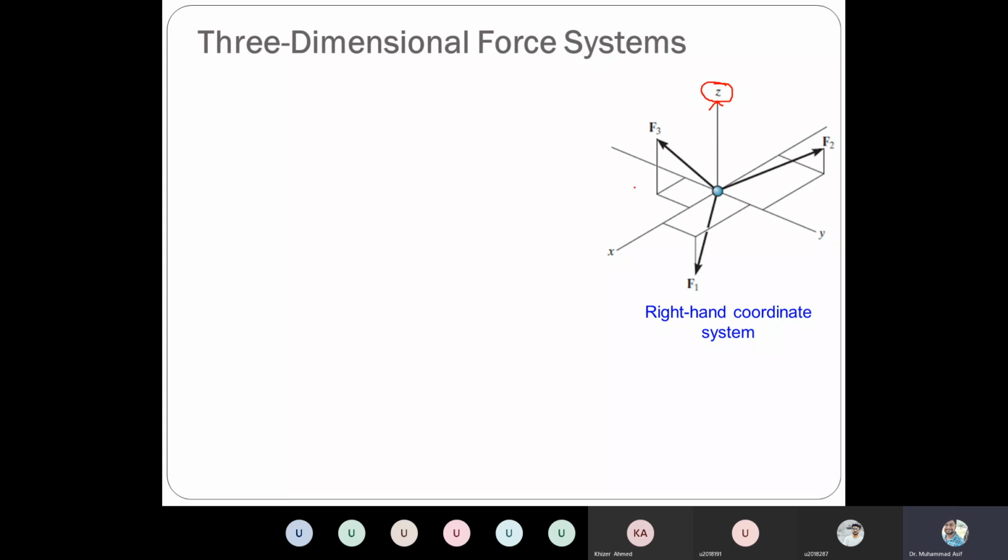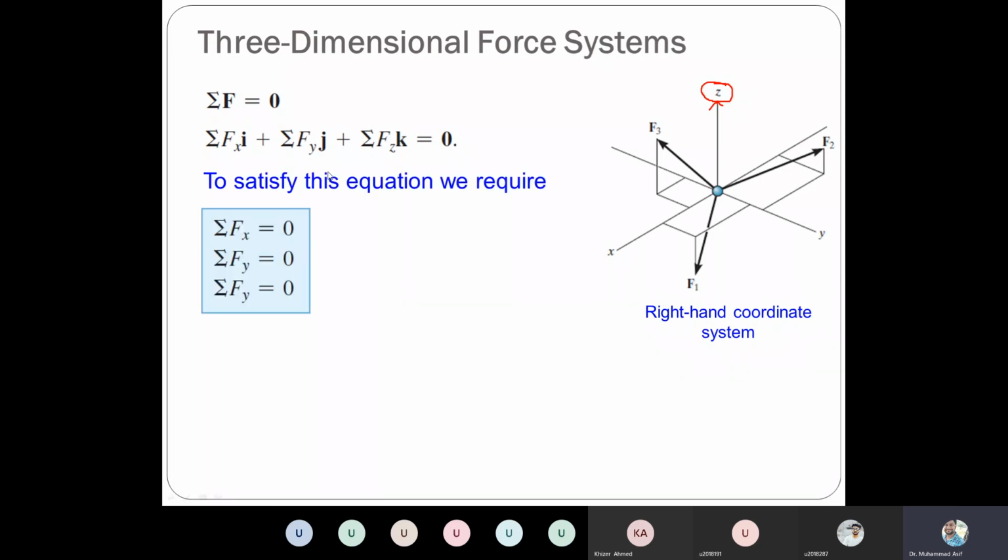Similarly, we have to apply the same equation that the sum of all the forces should be equal to 0. Now we have 3 coordinate axes, so we'll include the z-axis as well. And in order to satisfy this equation, all the 3 terms should be equal to 0. I mean, the sum of all the forces in the x direction, the sum of all the forces in the y direction, and the sum of all the forces in the z direction. Please, there is a typing mistake. This is not y, this is z. The sum of all the forces in the z direction should be equal to 0.